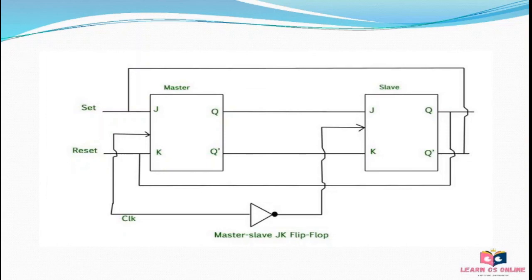If J equal to 1 and K equal to 1, it toggles on the positive transition of the clock and thus the slave toggles on the negative transition of the clock. If J equal to 0 and K equal to 0, the flip-flop is disabled and Q remains unchanged.